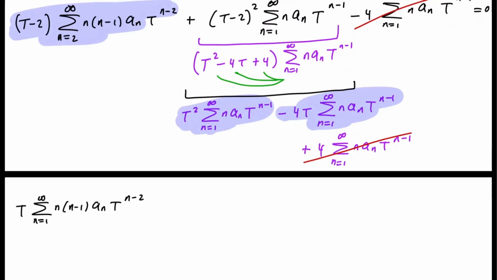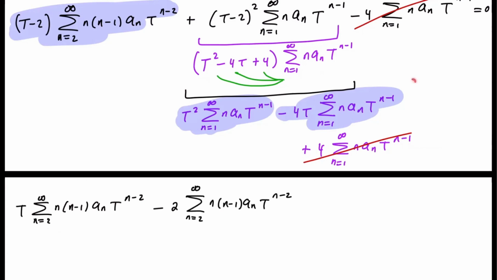And then I distribute it to the negative 2. So that gives me minus 2 times the sum from 1. I'm sorry, this sum should start at 2. Little typo here. So starting at 2 to infinity of n times n minus 1, a sub n, t to the power of n minus 2.